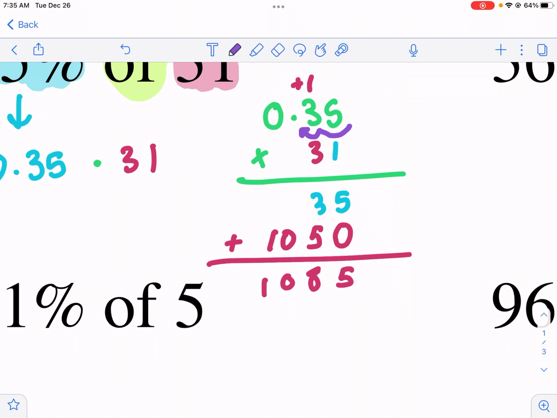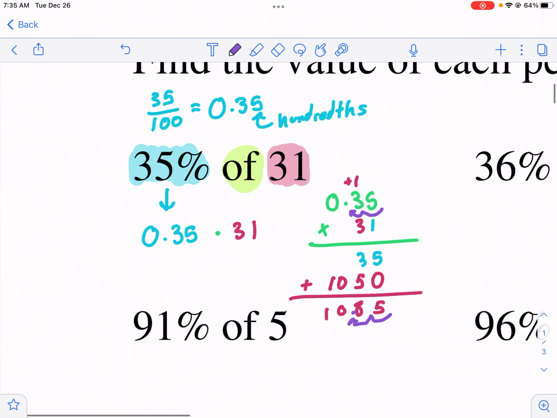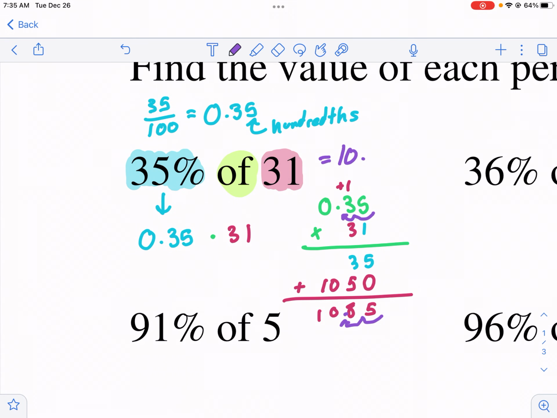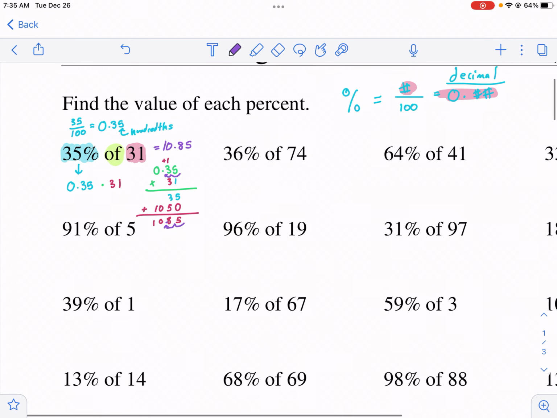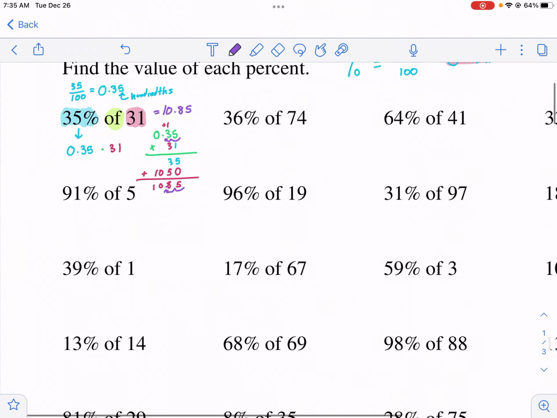This bottom one doesn't have a decimal anywhere, so we're going to move it 2 places back. So 10.85 is going to be our answer for the first problem. Okay, so that's the process. I'm going to show you another way maybe in a little bit.